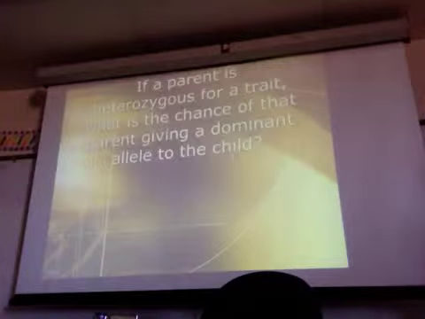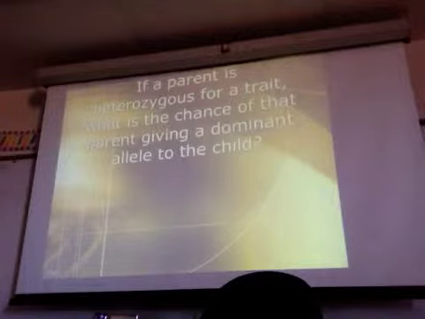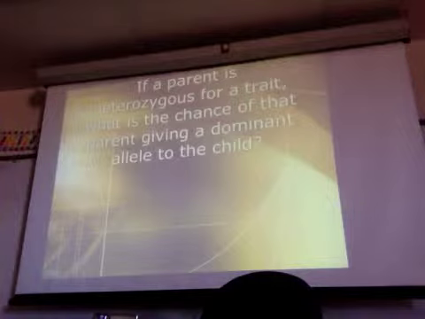Okay? All right, parents heterozygous for a trait. And again, this is just seeing if you remember your vocabulary. What's the chance the parent gives a dominant allele to the child? Should be really great.